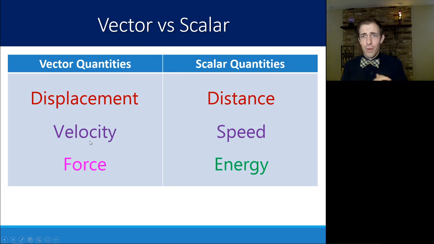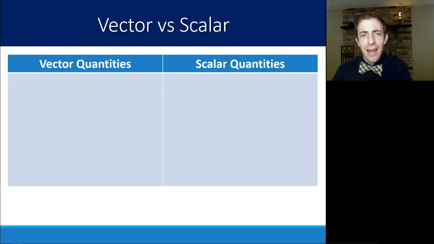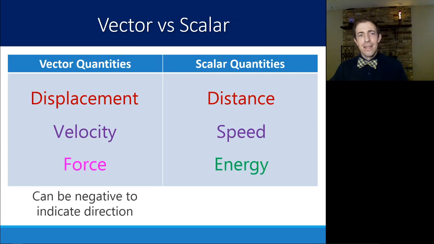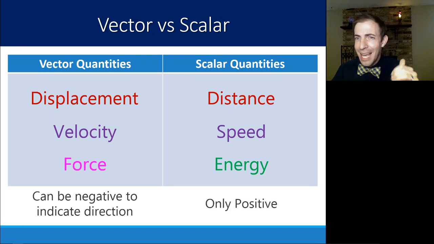It matters which direction you are applying that force, but energy is always scalar. You can't have negative energy. Energy can be acting in any direction, but it's still always going to be a positive quantity. So know that vector quantities can be negative to indicate direction, but scalar quantities are only ever positive.